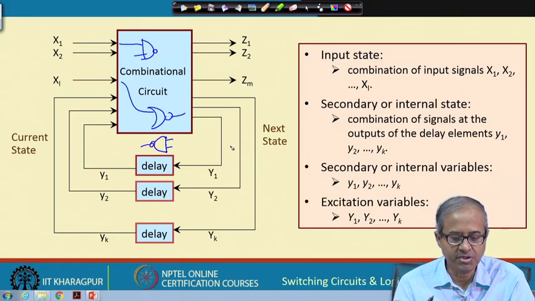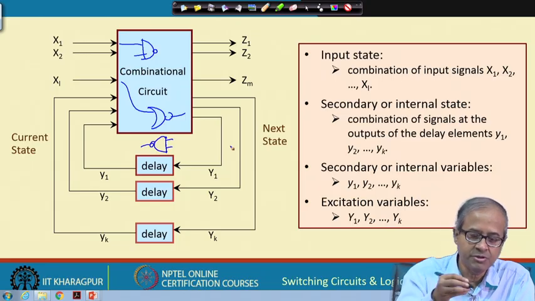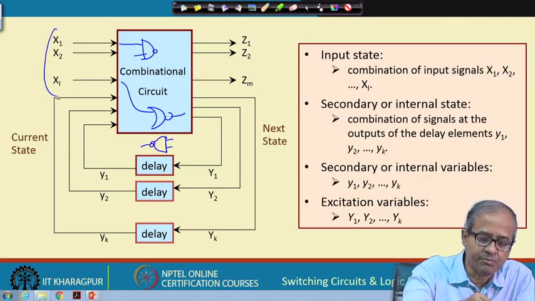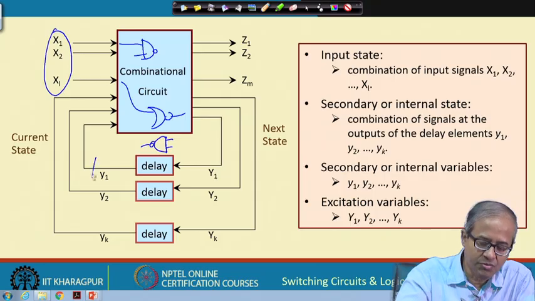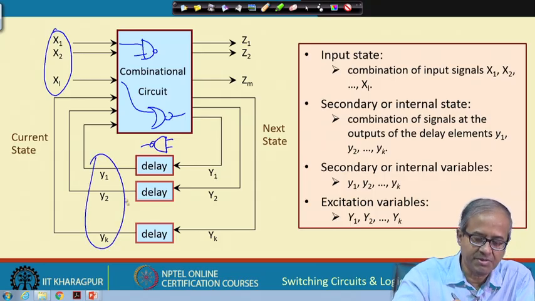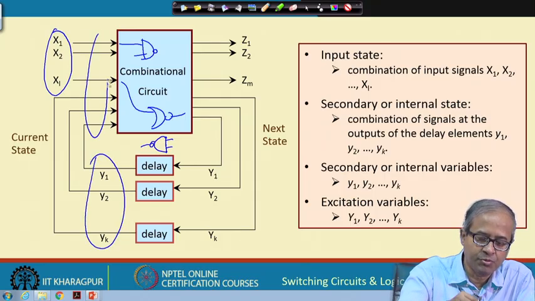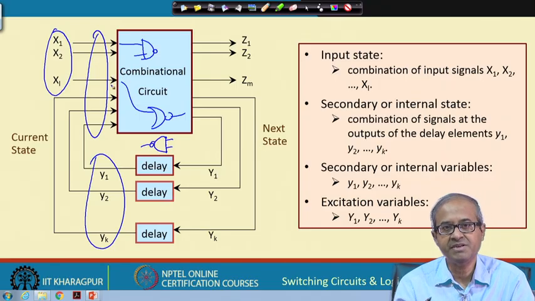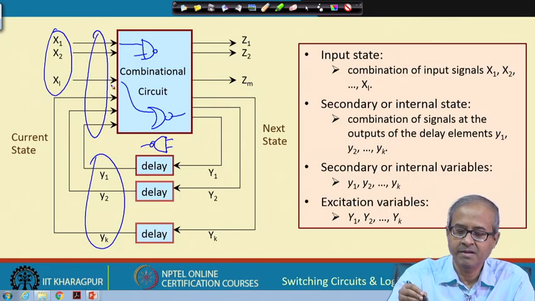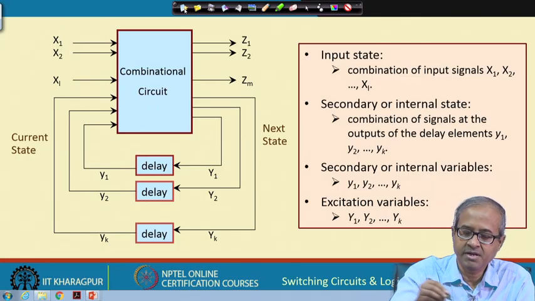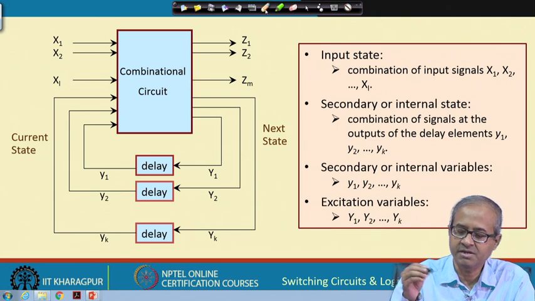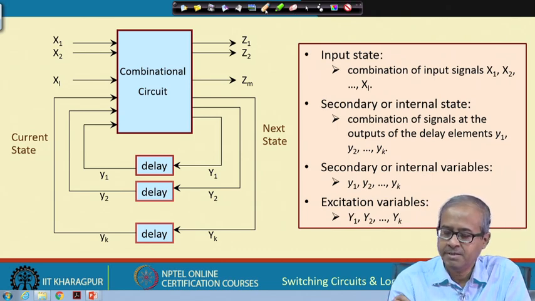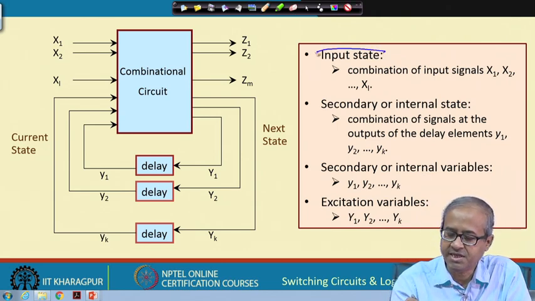So, when I talk about the total state, it is not only the primary inputs, but also the outputs of the delay elements. The total inputs that are being applied to the combinational circuit determine the state of the system. Now, there are a few terminologies, let us look at. There is something called input state.